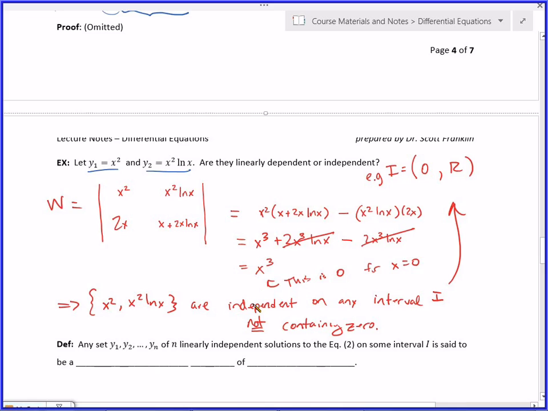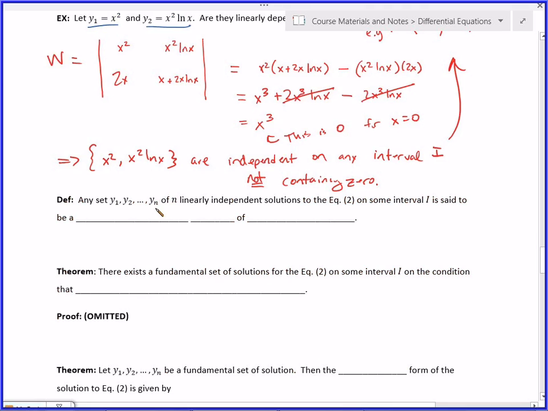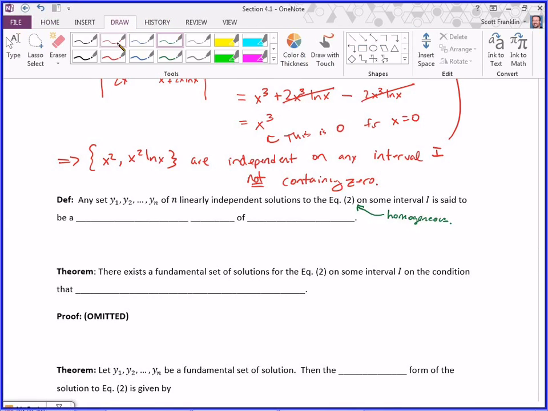Okay, so now let's continue on and finish up talking about what kind of things we need to be looking for when we're trying to solve these differential equations. All right, so if we have a set of functions, y1 through yn, and they are linearly independent, and they are a solution to the, remember this one right here happens to be the homogeneous equation that we started with, higher order, linear, homogeneous differential equation, then it's said to be a fundamental set of solutions.